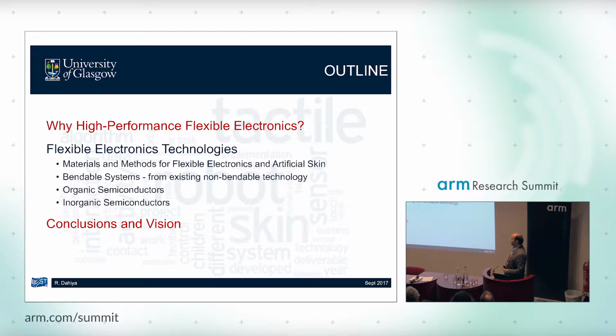I'll give a quick comparison of various materials, bendable systems from existing ones, which is just on the basis of time scale. So this is from existing non-bendable technologies. Organic semiconductor, where I'll focus on graphene only because it's a high mobility material, and we print that also. We do transfer printing of graphene as well. And inorganic, where I'll focus on silicon. And I'll conclude then finally.